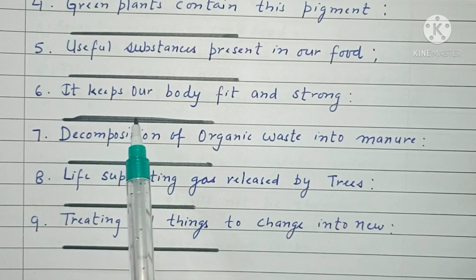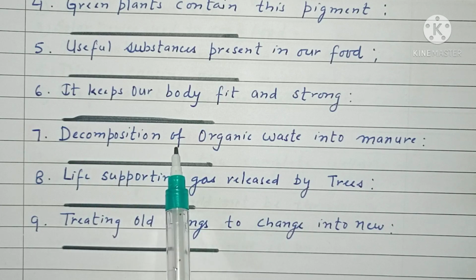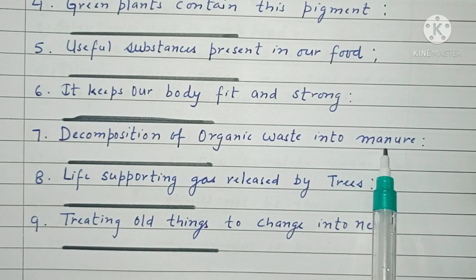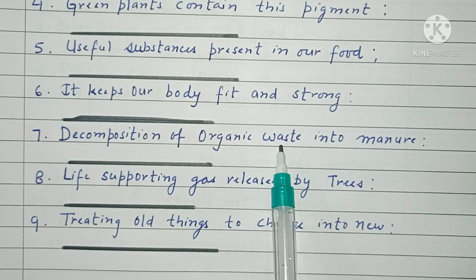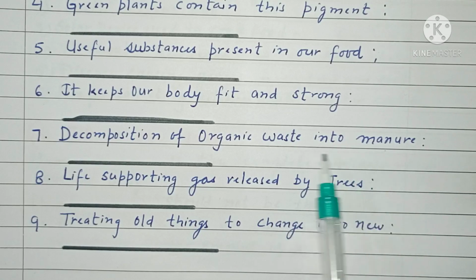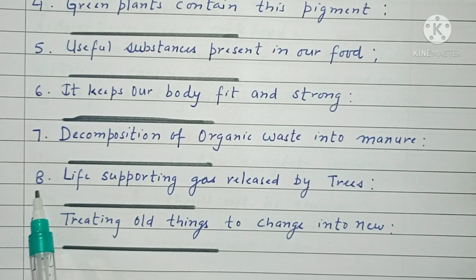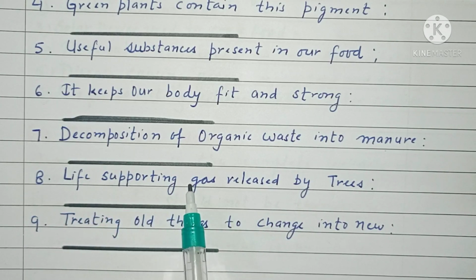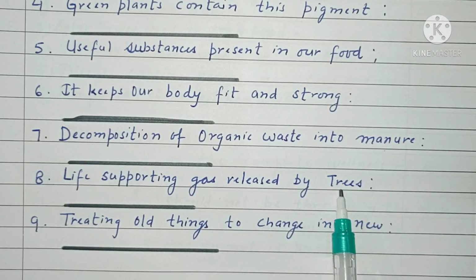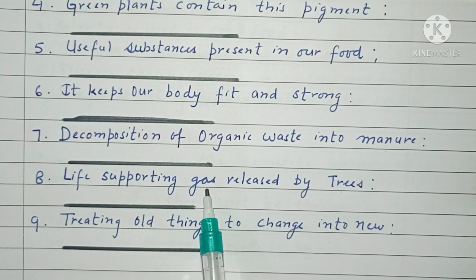It is regular exercise. Number 7, the decomposition of organic waste into manure. Organic waste is mainly the kitchen waste. When it is decomposed, the manure is made and this process is known as composting. Number 8, the life supporting gas released by trees. Obviously, this is oxygen, which is really a life supporting gas, as life is not possible without oxygen.